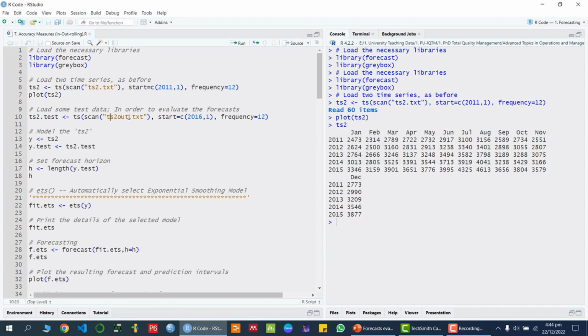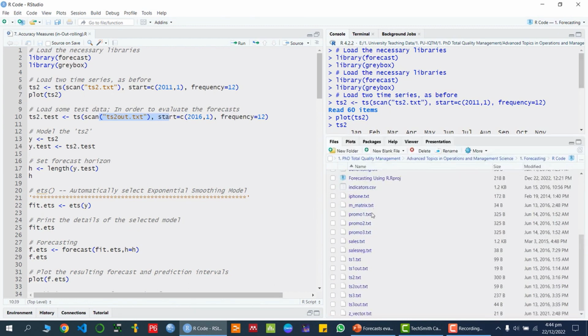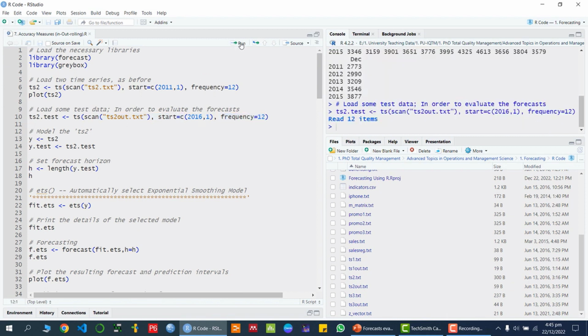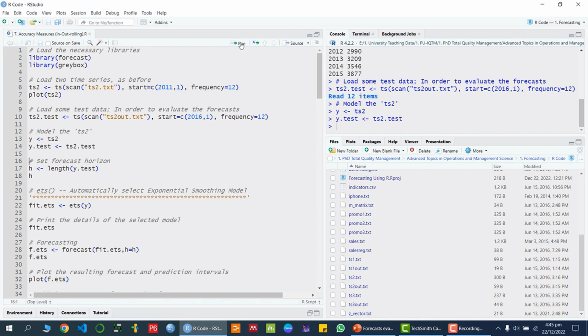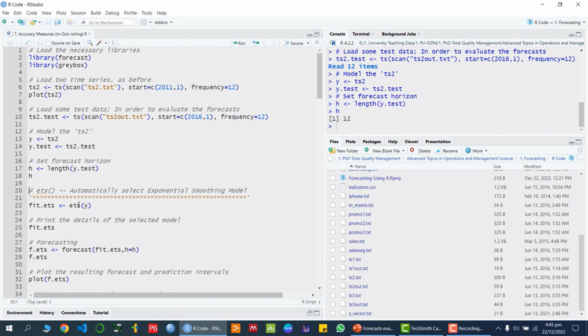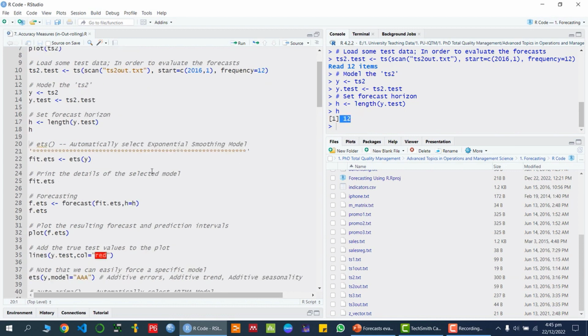Now I'm going to read the out-of-sample data, which I have already stored in a separate file, ts2 test. The starting point is January 2011, and again this is a monthly data set. This is ts2.test, which is the holdout sample, or you can say the test data set. Now I am storing ts2, which is the training data, into a y variable and the testing data into y.test, and then I am setting the forecast horizon, which is 12 months, equal to the length of the y.test variable.